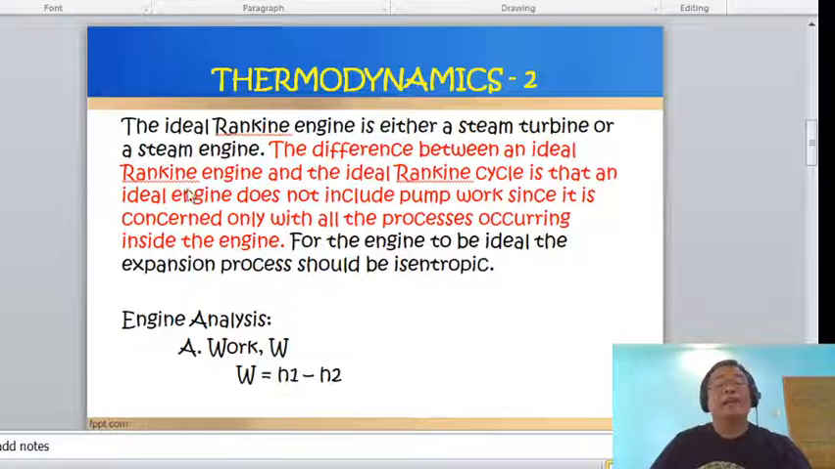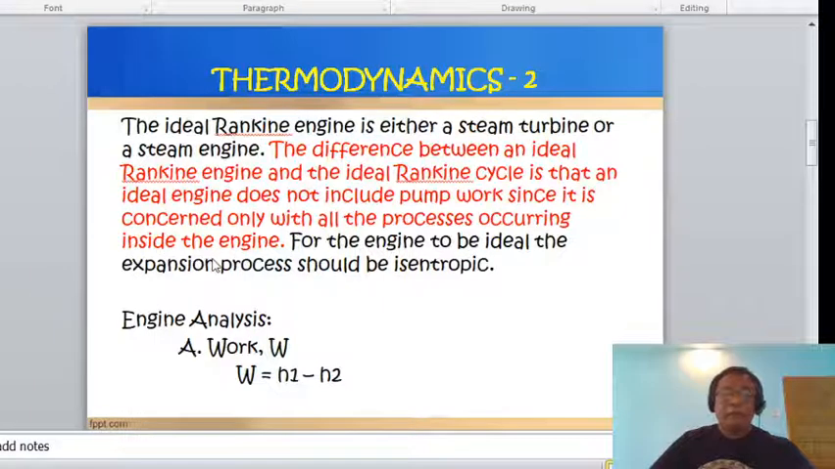So for the engine to be ideal, the expansion process should be isentropic. As I mentioned in the previous discussion, the expansion inside the turbine is isentropic. If the expansion is polytropic, it is no longer ideal. So let us now continue our discussion.